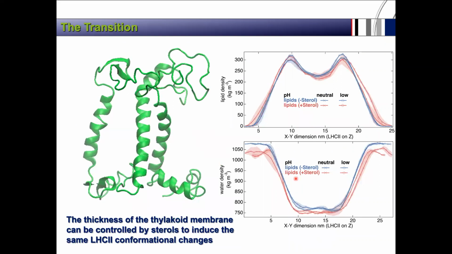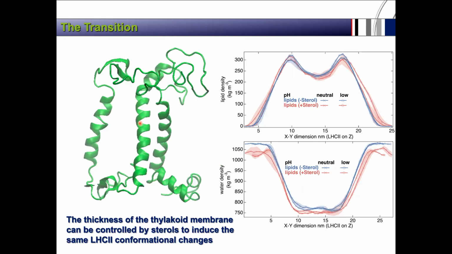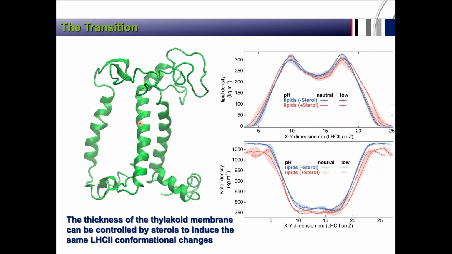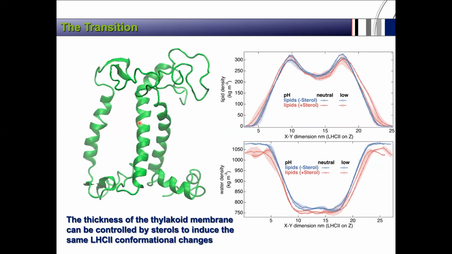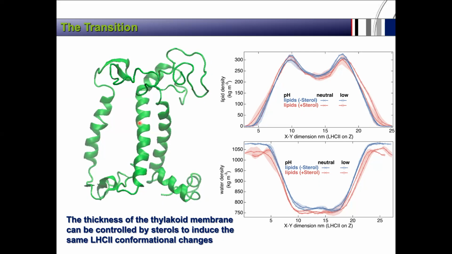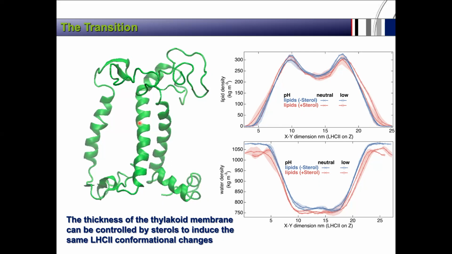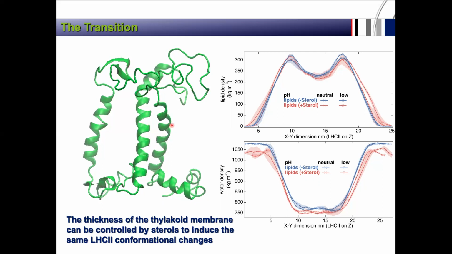This is a movie of the transition of one monomer of the LHC2, the antenna trimer. The thickness of the thylakoid membrane can also be controlled by sterols, as we found out. So we can induce the same conformational changes on the antenna by introducing sterols within the thylakoid membrane.